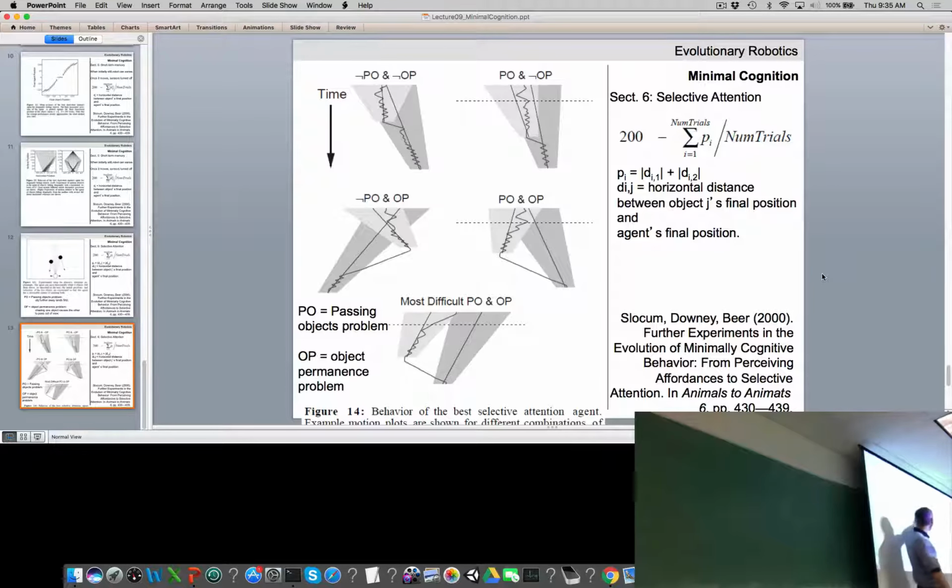All right, let's look at it in an inverted environment. So now, no passing objects problem. The one that's closer is actually the one that's going to hit first. But now we've got the object permanence problem. How do you know that? You can see it from the figure.